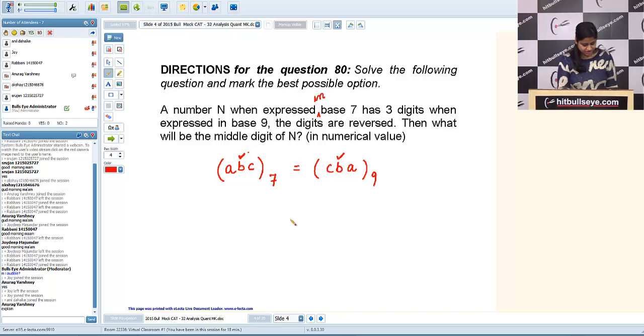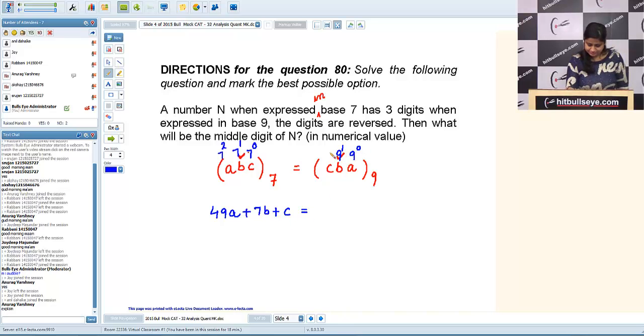That is the question. So, now what is the conversion? We can solve any equation in decimal system. So, I'm converting both sides in decimal system. I think you know this. What will we do? We will multiply every digit by successive powers of 7. So it becomes 49A plus 7B plus C. Similarly, you will multiply this, it becomes 81C plus 9B plus A.